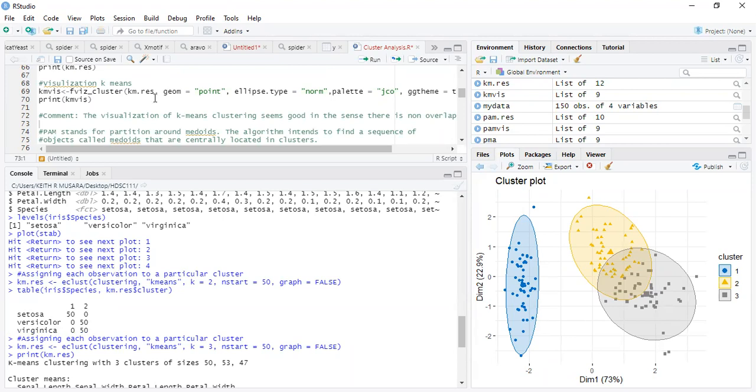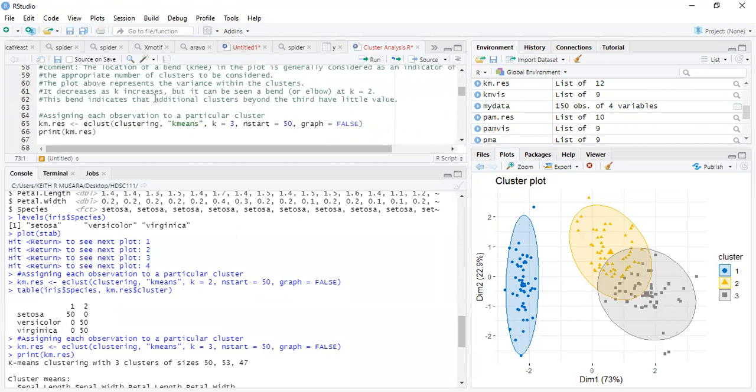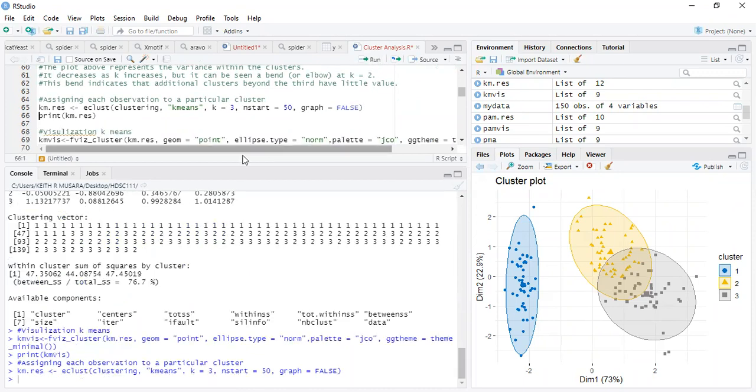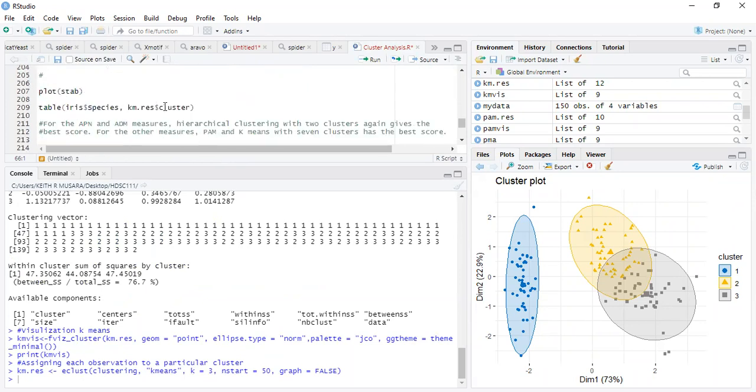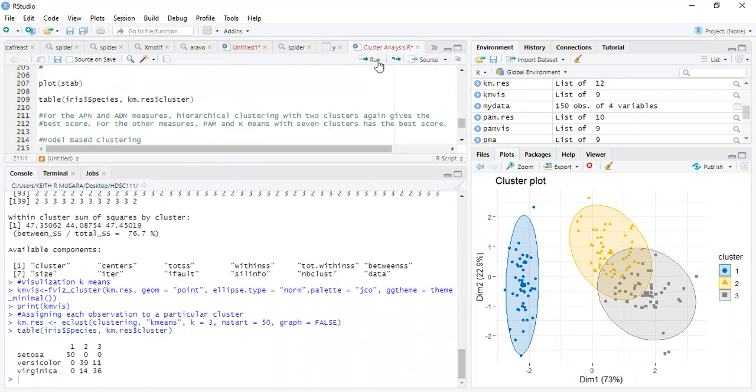Suppose you're going to consider 3 clusters. Let's try 3 clusters and see what happens to our grouping, right? See what happens now. Let's look at Versicolor and Virginica, right? Versicolor is under cluster 2, we've got 2 and 39, and under Virginica, we've got 14.